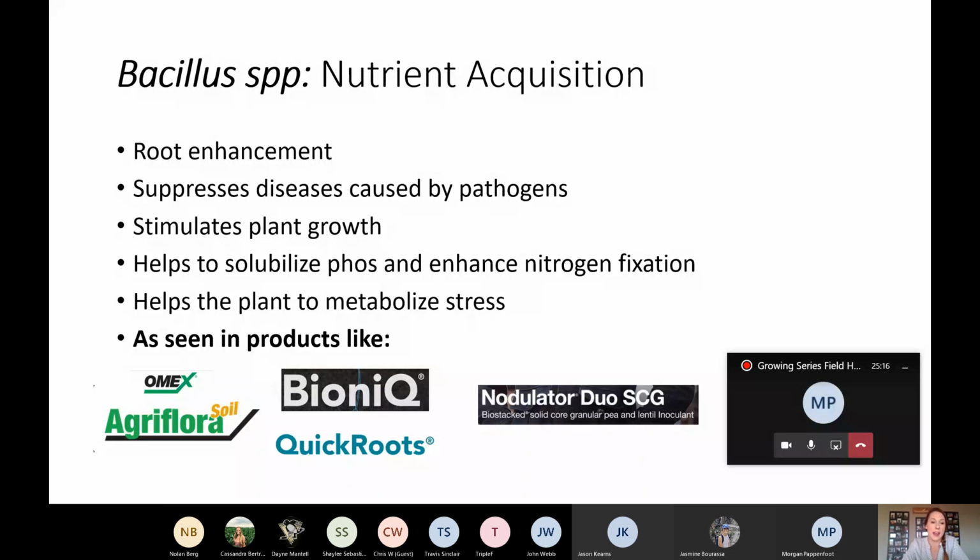And you'll see this in products like the Agriflora soil, which is just a straight Bacillus product. You'll also see the new Bionic product that I'm going to talk about. It's in Quick Roots, which is an older product. And then it's actually the Duo in Nodulator Duo. So there's Nodulator and then there's Nodulator Duo, and the Duo is because there's the addition of this Bacillus species as well.